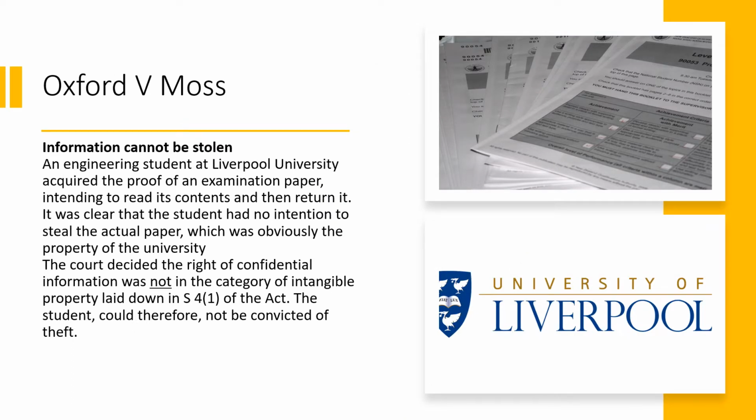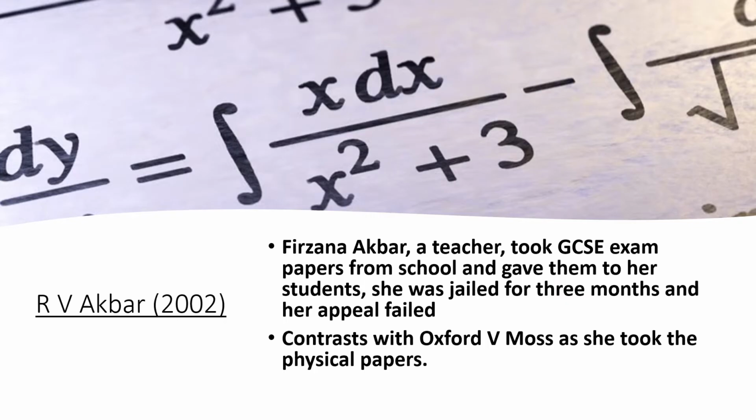Oxford and Moss tells us that information can't be stolen. Now this was in Liverpool University, a proof of an examination paper. They read the contents and handed it back. Now it was held that information cannot be stolen if it's not tangible, and the student couldn't be convicted of theft. But in Akbar, if you take the actual exam paper it shows in this case, then it can be classed as property because it's the physical papers, so it contrasts with Oxford and Moss.